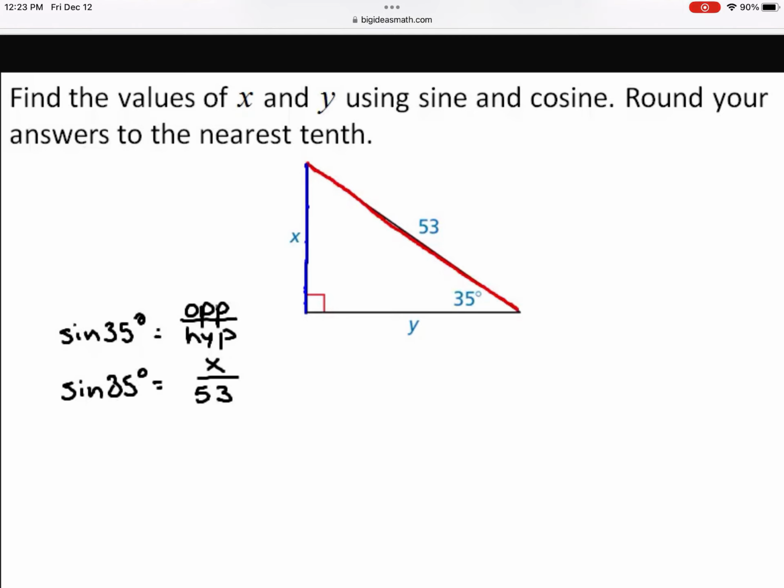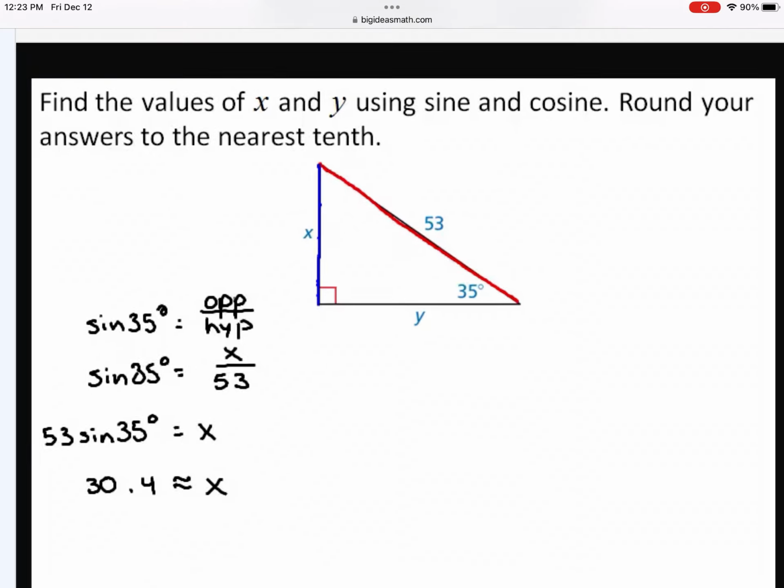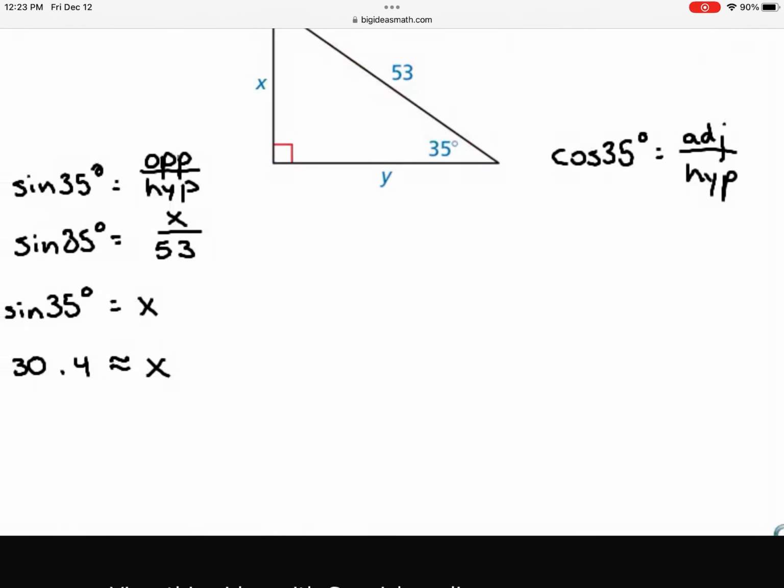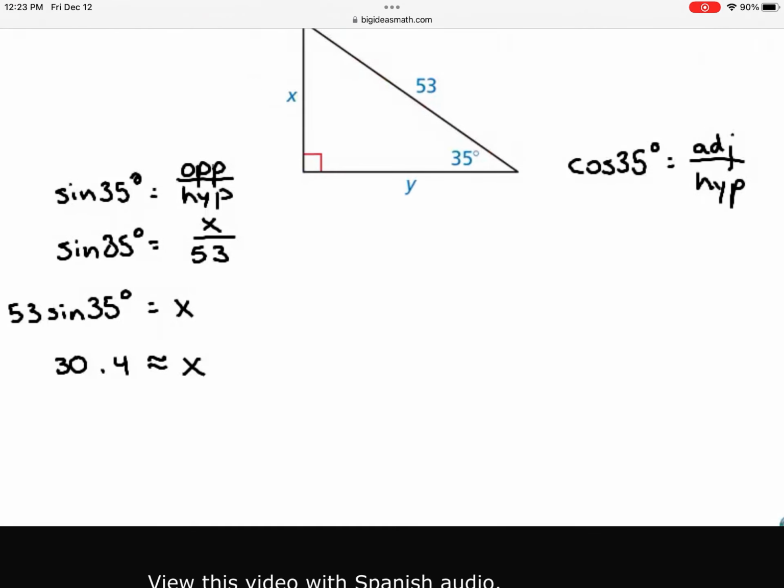53. Then multiplying by 53 on each side gives 53 times the sine of 35 degrees equals x. Then using a calculator to solve gives that 30 and 4/10 is about x. Then use the cosine ratio to find the value of y. So the cosine of 35 degrees equals the adjacent side over the hypotenuse. Looking at the diagram, the side with length y is the adjacent side to the angle, and the side with length 53 is the hypotenuse.